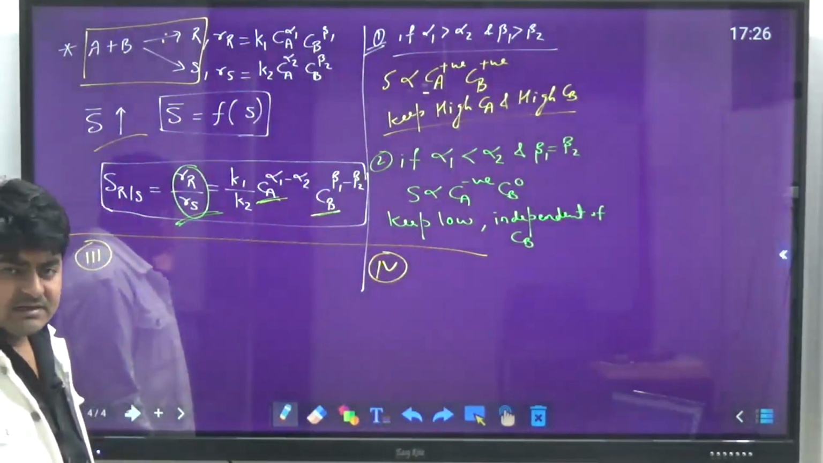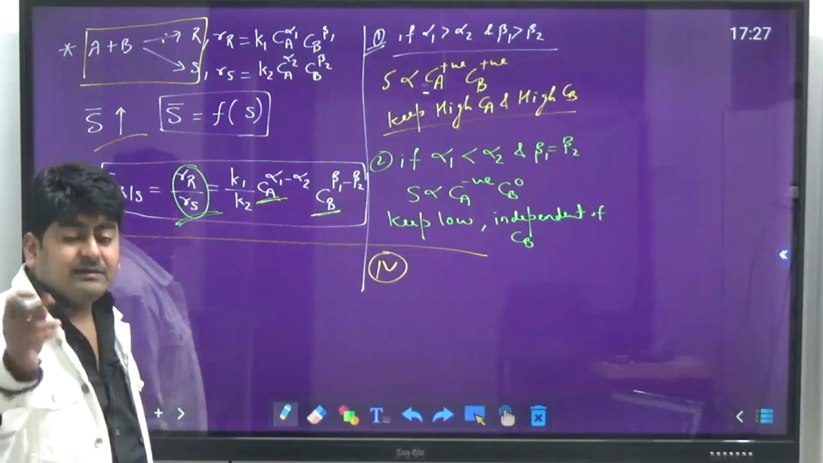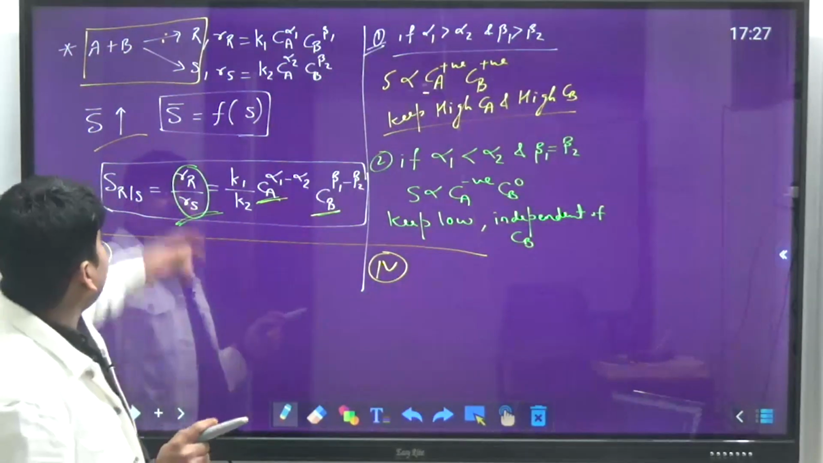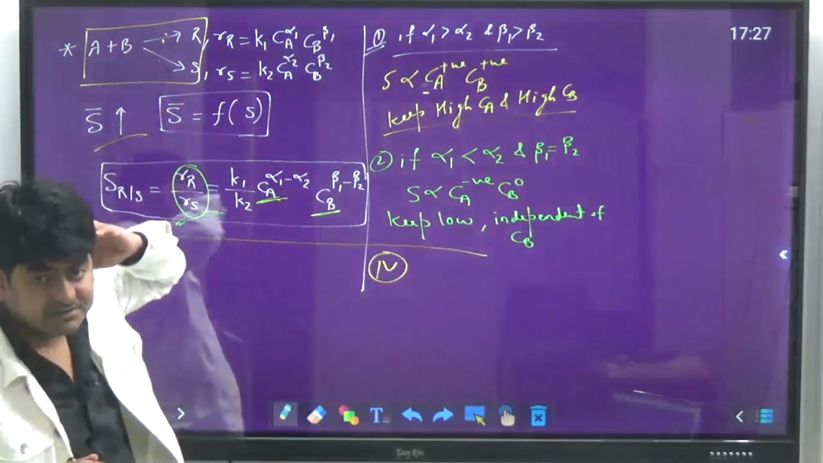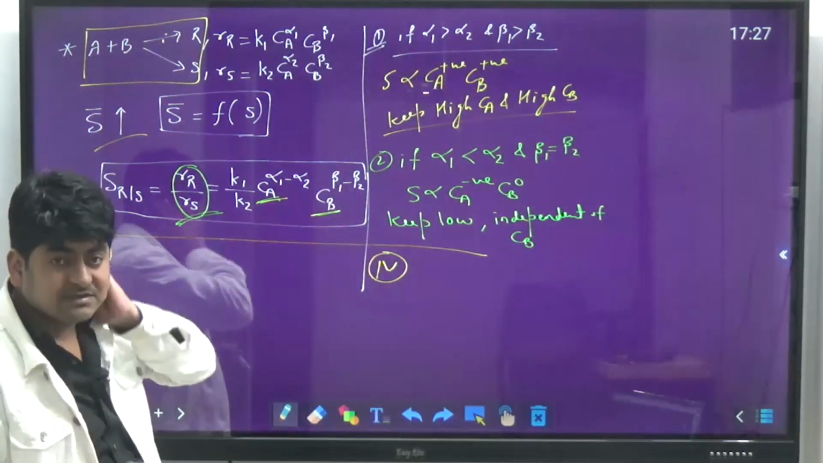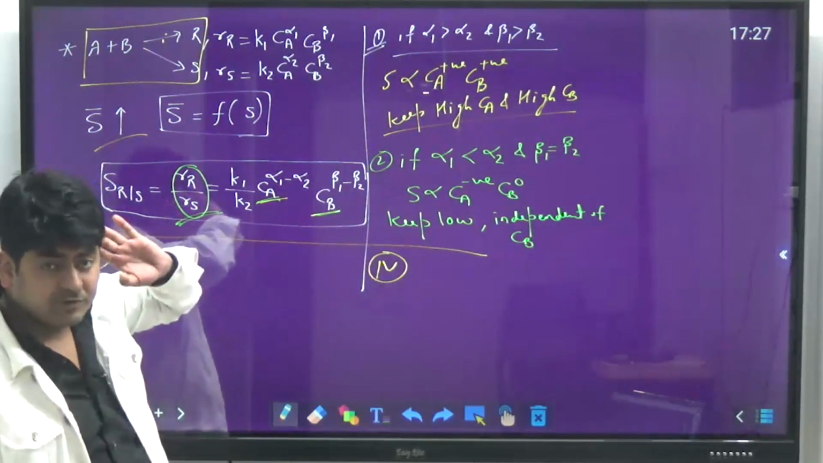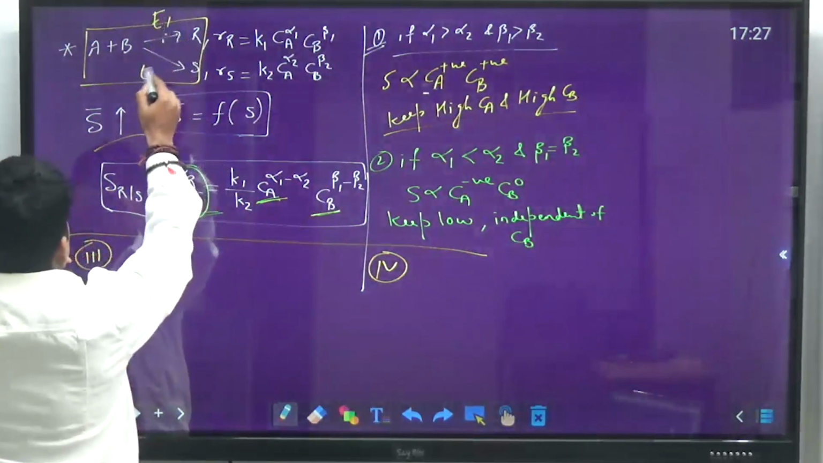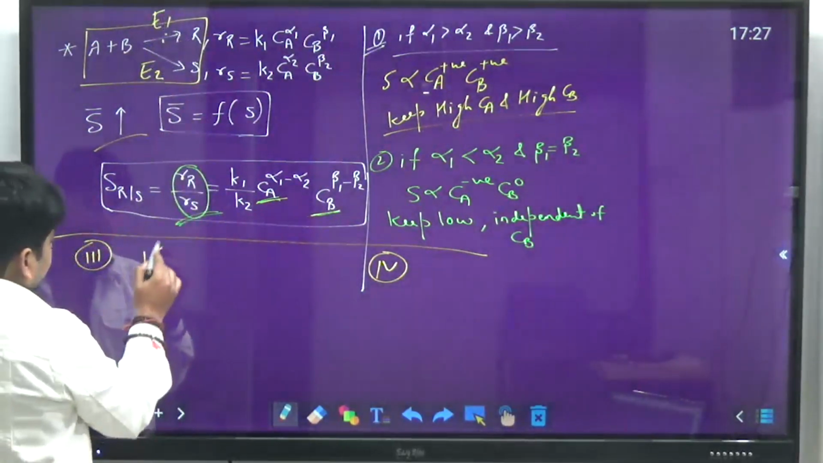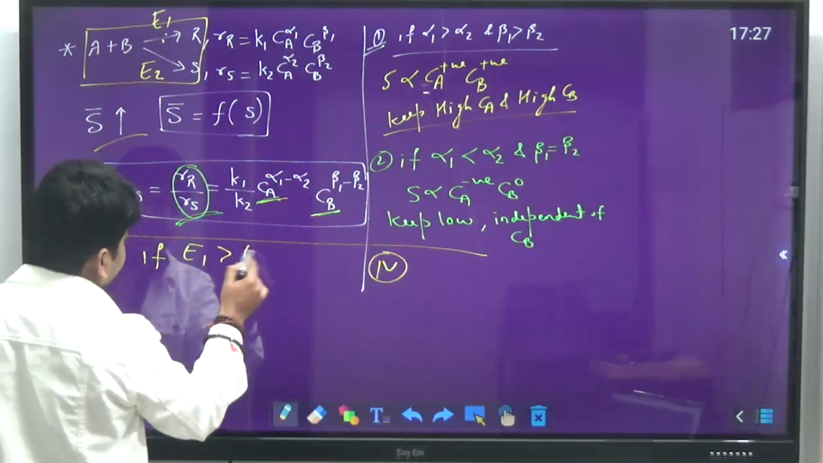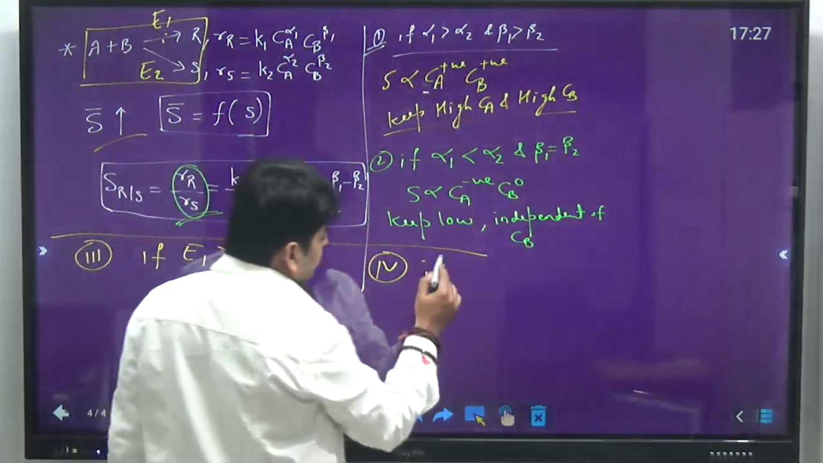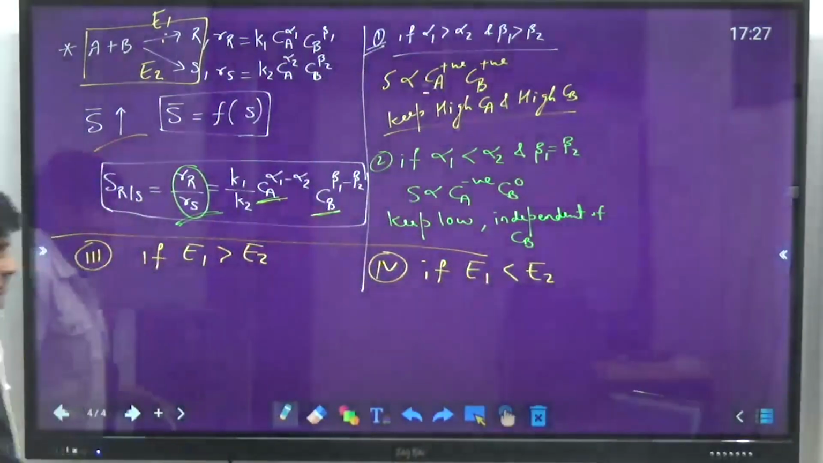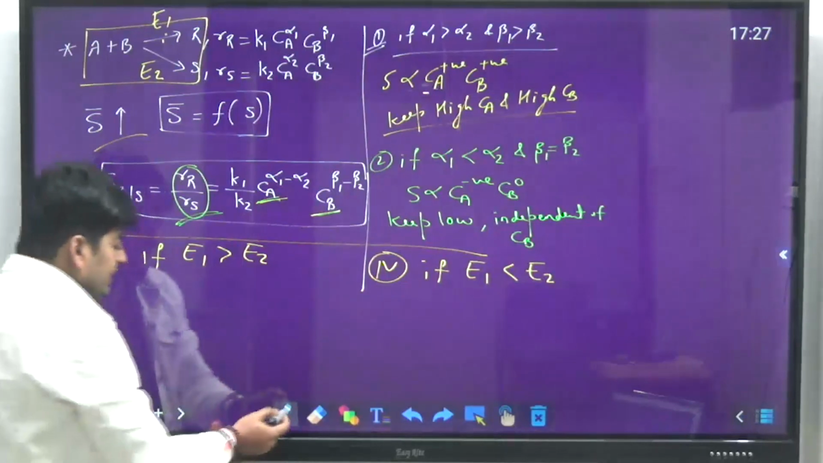According to Arrhenius theory, K is a function of temperature, and one more parameter comes in, that is activation energy. Here, these are two different reaction steps ultimately, so they may have two different activation energies. Suppose for the first it is E1, for the second it is E2. So what can happen if E1 is greater than E2 or E1 is less than E2? It's simple to understand.